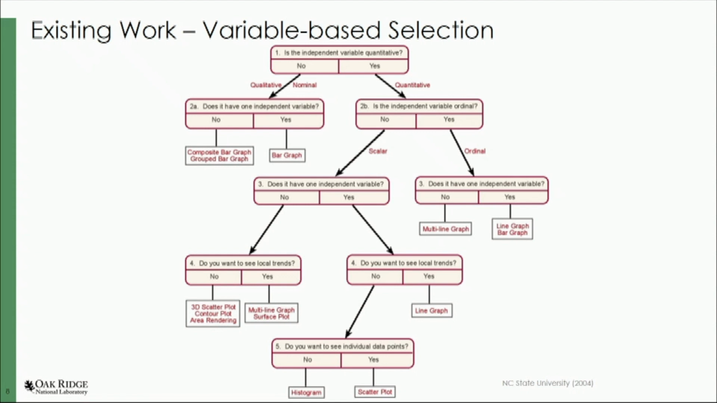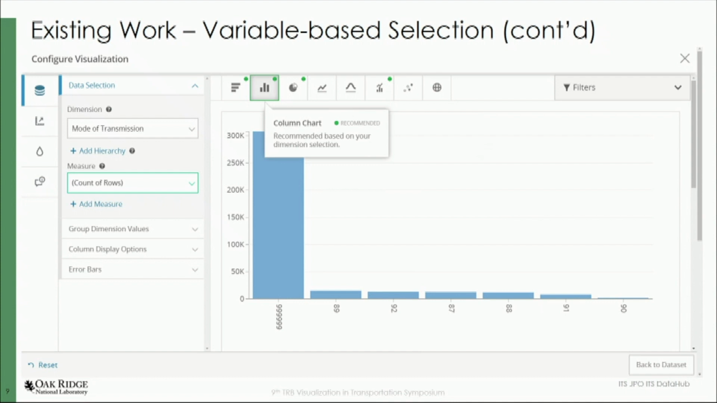And this is an example of variable-based selection. So this is developed by NC State University, and it's basically looking at the characteristics of variables, right? Whether or not dependent variable, independent variable? Is it quantitative? Is it qualitative? And if so, then what kind of charts you can use? So this is one example. But as you can see, it's not as rich as the previous guidance that we showed that's out there.